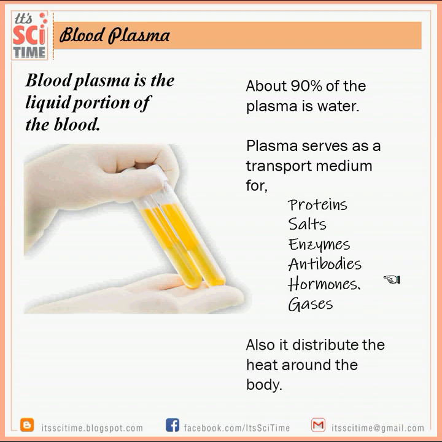These are the things, and also it distributes the heat around our body. The heat built inside the body is carried to the skin through this blood plasma. Therefore it acts as a cooling agent of our body. Likewise, blood plasma has many functions. Then we will move to the corpuscles.